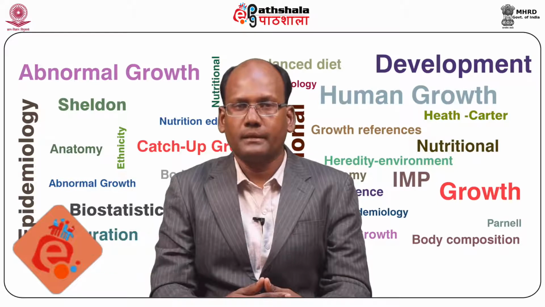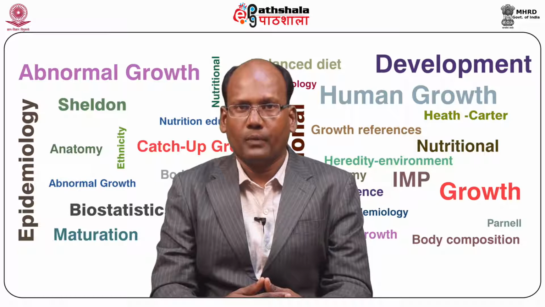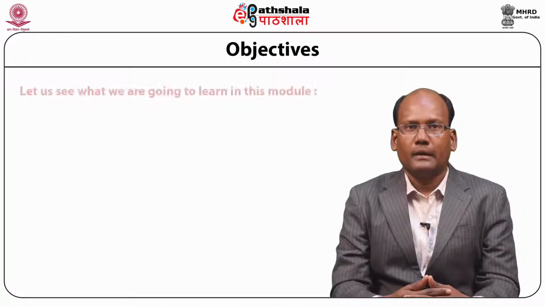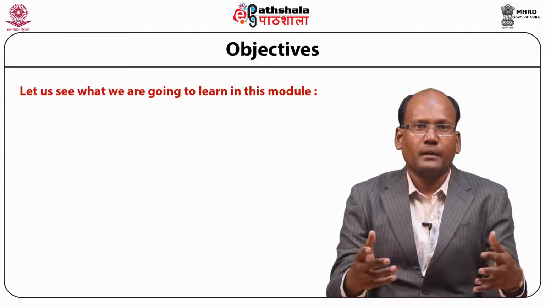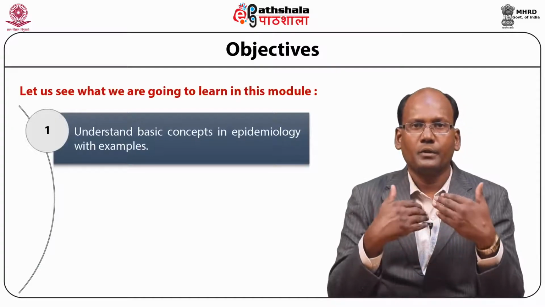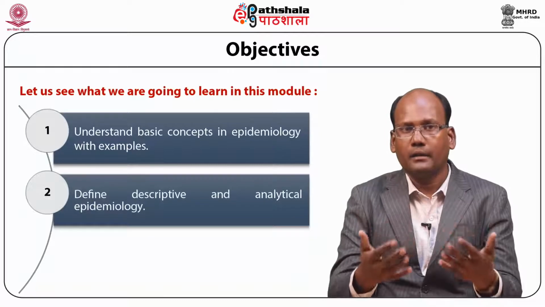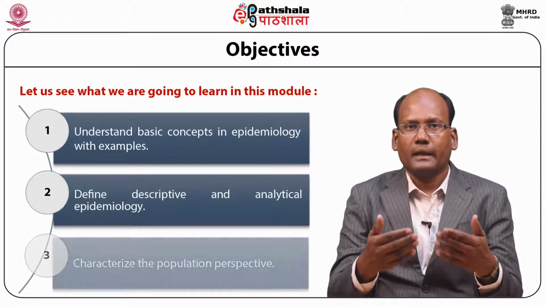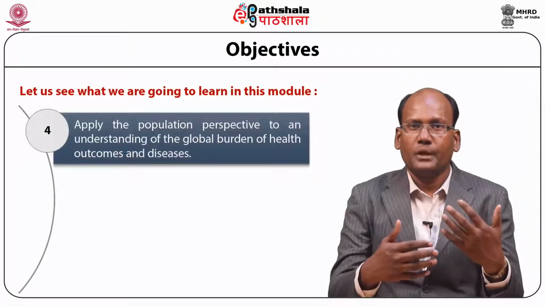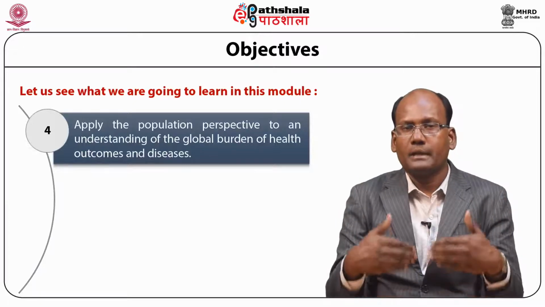Today we will discuss the module General Concepts of Epidemiology Part 1 from the paper Human Growth and Nutrition. Let's see what we are going to learn from this module. Understand the basic concept in epidemiology with examples and define descriptive and analytical epidemiology. Characterize the population perspective. Apply the population perspective to an understanding of the global burden of health outcomes and diseases.